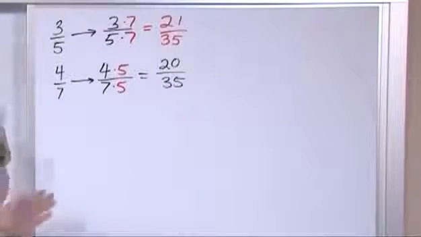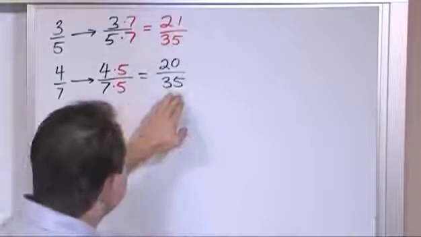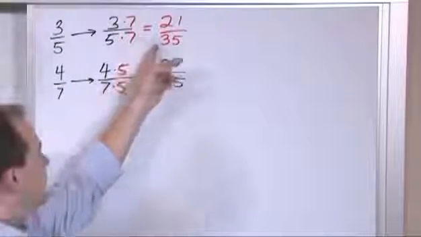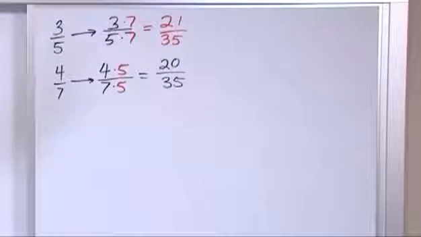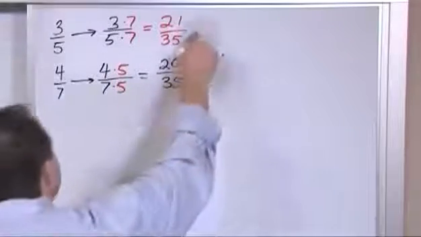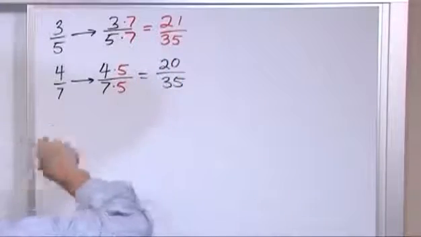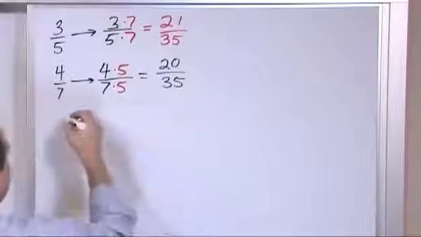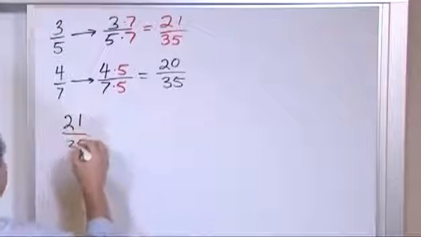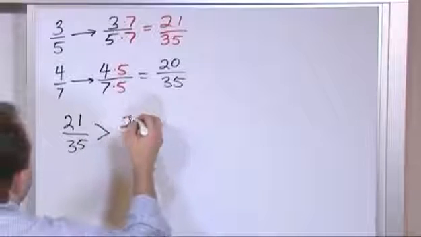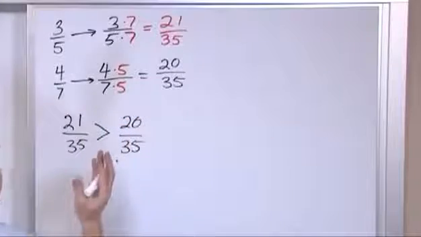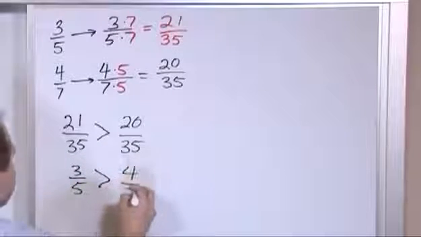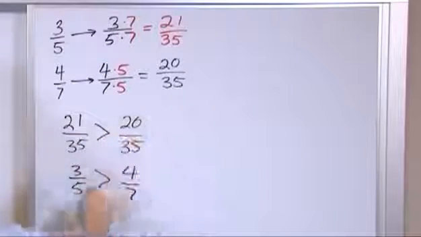So again, if I take a pizza, cut it into 35 pieces, and give one guy only 20 of those pieces, and then I take another pizza and cut it into 35 pieces and give this guy 21 of those pieces, this guy is going to have the most pizza, the guy that has 21 pieces instead of the guy that has 20 pieces. So basically what we've shown is that 21/35 is greater than 20/35, which means that 3/5 is greater than 4/7, because this fraction goes with this one and this one goes with this one.